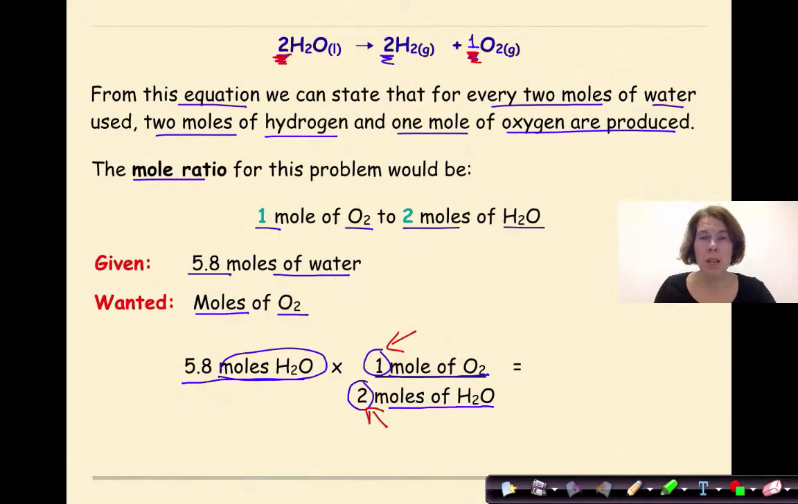My next step is to cancel my units. So moles of H2O cancel moles of H2O. Then I'm going to do 5.8 times 1 divided by 2, and my final answer will be 2.9 moles of O2. And again, I want to consider significant figures here. I start off with 2 significant figures in my given, so my final answer will also have 2 significant figures. Let's look at another example.